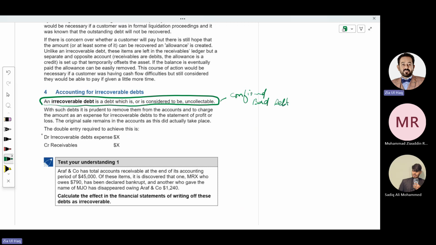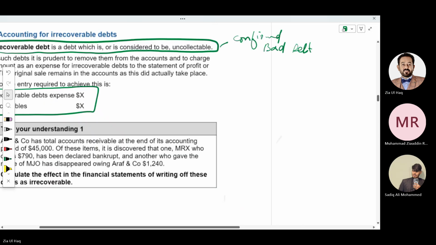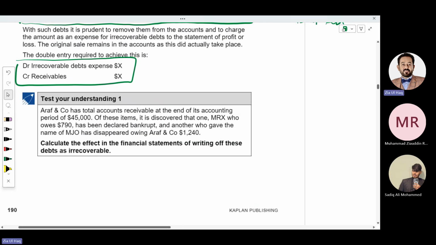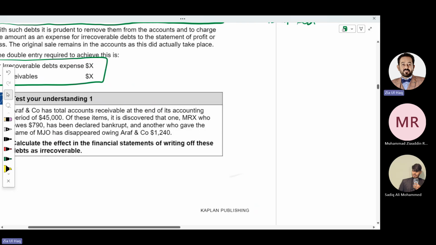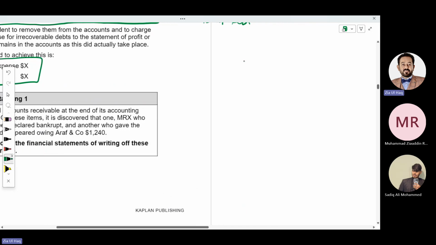The accounting entry will be irrecoverable debt expense debit, receivable credit. Test your understanding one. RF and company has a total account receivable at the end of accounting period of 45,000. Let's discuss receivable ledger balance first. Receivable account. Receivable is asset or liability?